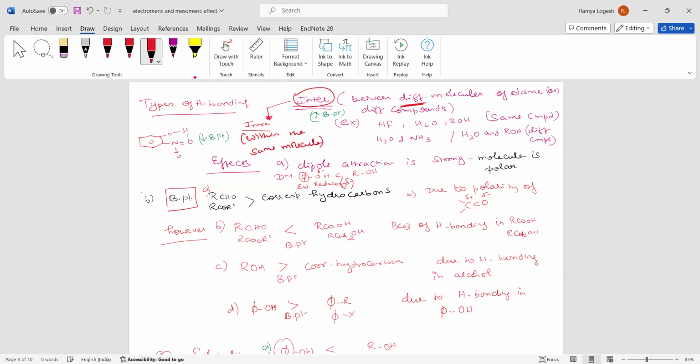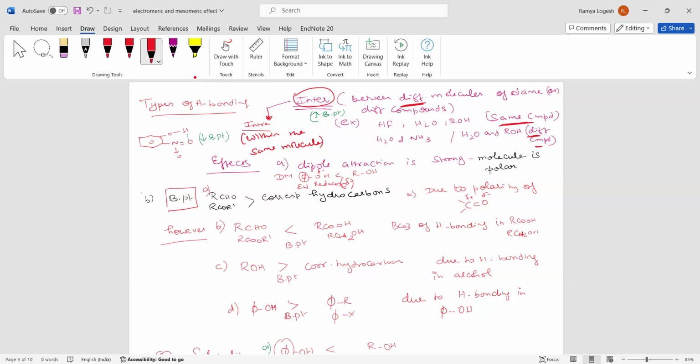Is that clear? It is between the different molecules. Here it is within the same molecule. So if it is an intermolecular hydrogen bonding, that means with different molecules, the bonding has happened. So it can be between the same compounds or even between different compounds.